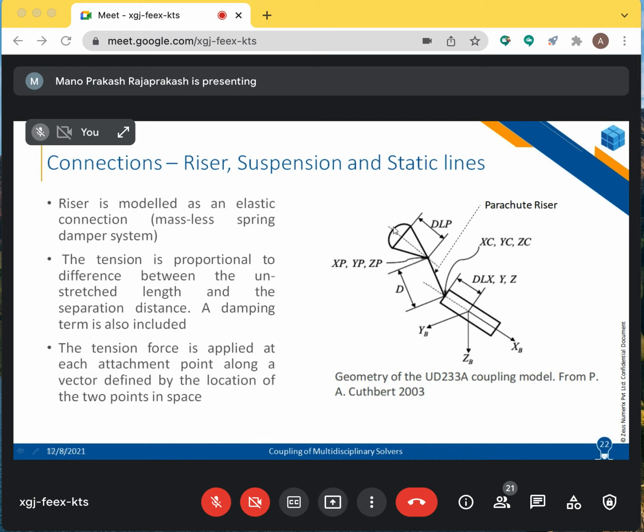When you want a parachute to be deployed in such a manner, as we saw during the initial introduction with the gravity drop model, we saw a line where one end is hard fixed on the aircraft and the other is connected to the parachute canopy. That is the static line. A similar modeling strategy can be applied to those lines as well. So this is one aspect.